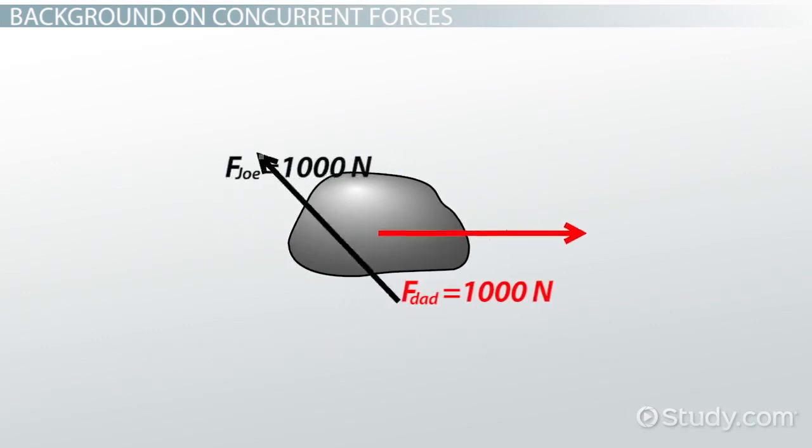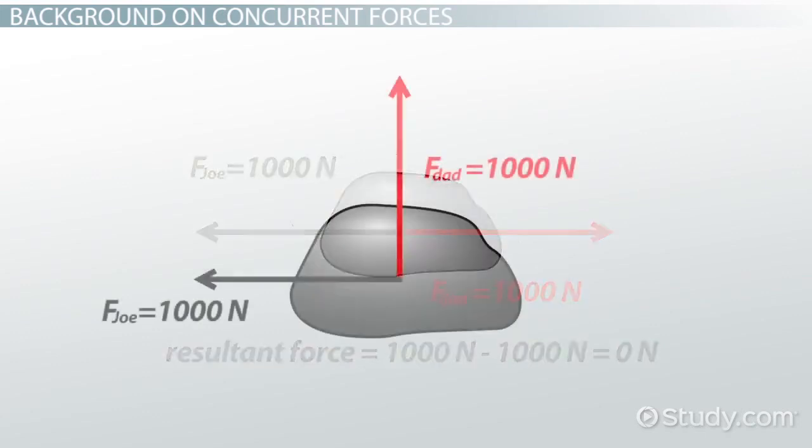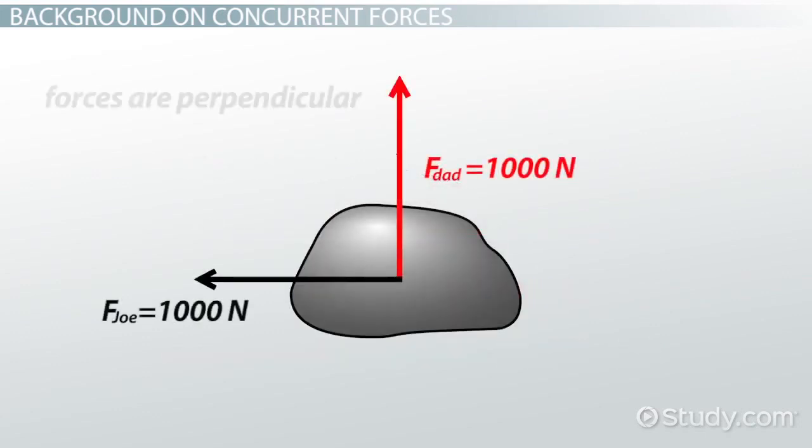Similarly, if they were pulling in opposite directions, the resultant force would be zero because we would subtract the force acting to the left in the negative direction from the force acting to the right in the positive direction. However, in this case, since the forces are perpendicular, we will have to use another technique to find the resultant.